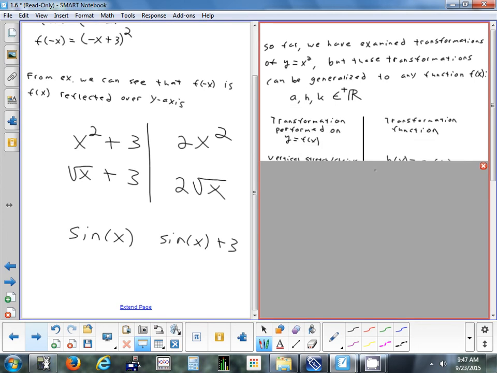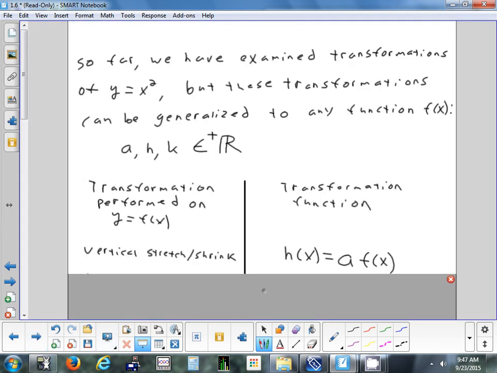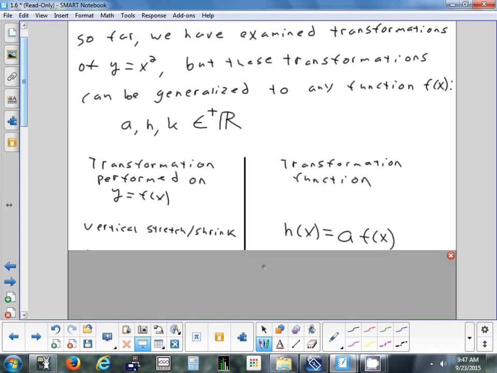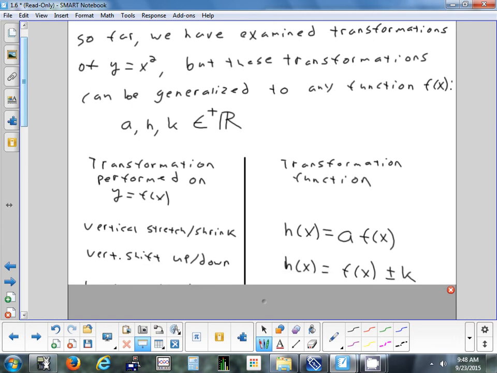All right, so here's kind of the generalization of all our transformations. If you stick a number in front of a function, that causes a vertical stretch or a shrink. We always describe it as a vertical stretch when that number is a fraction, like 1/3, 1/2, that's when it would shrink. Numbers bigger than 1, it would stretch. If you take any function and put plus or minus a number on the end, that will shift it up or down. Plus is up, minus is down.